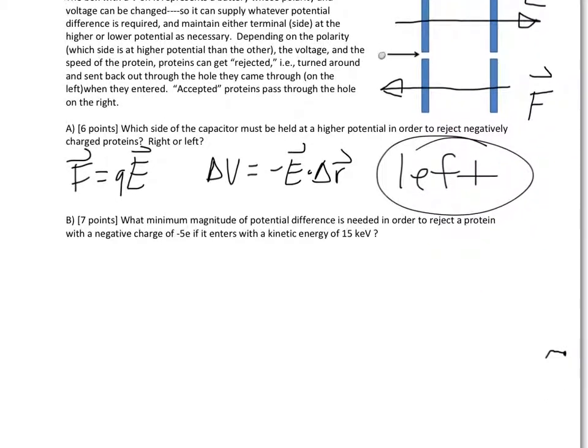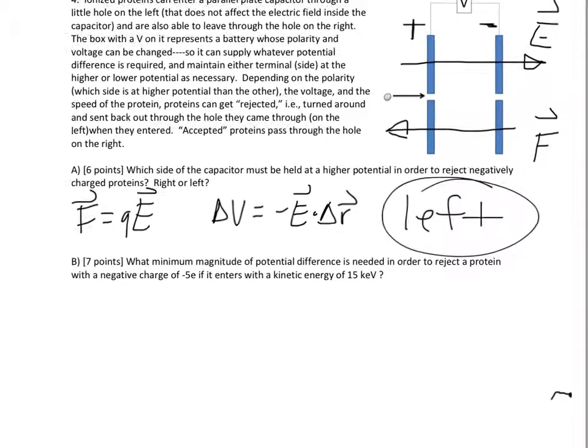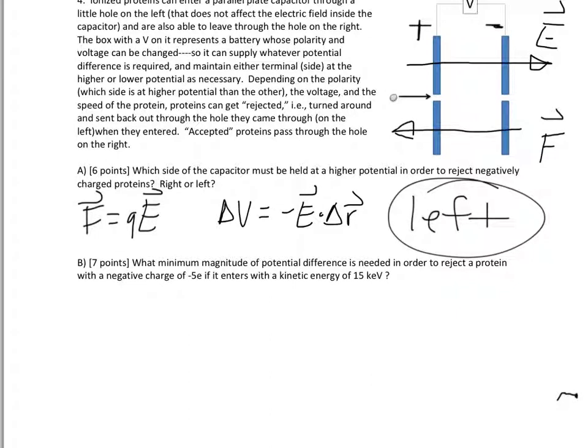Okay. Next problem. What minimum magnitude of potential difference is needed in order to reject a protein with a negative charge of negative 5e if it enters with a kinetic energy of 15 keV? Now, in the case of the minimum magnitude of potential difference, you can imagine that if you're increasing the potential difference between these two plates, you're going to increase the magnitude of the electric field, and there's going to be a larger and larger effect.